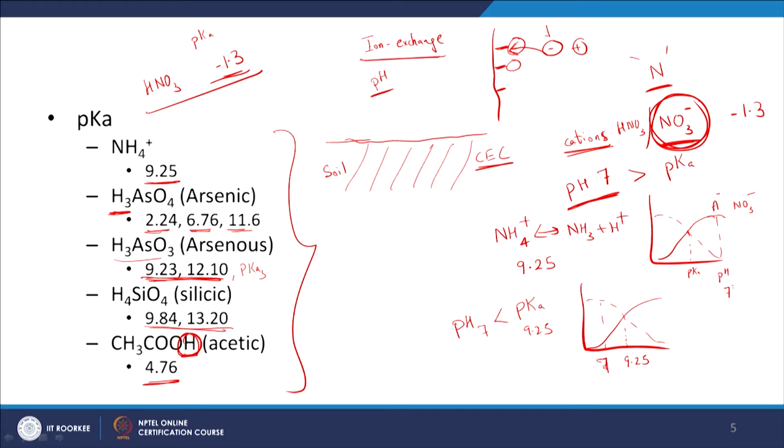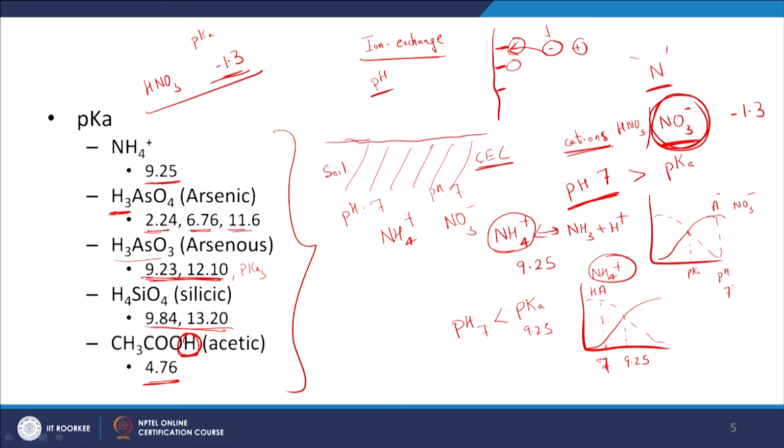So this is the pH of the soil. At that particular pH, which form predominates? We see that the protonated form, NH4 plus, would predominate. So NH4 plus would predominate at pH 7 and NO3 minus will predominate at pH 7. So this is the take home message.